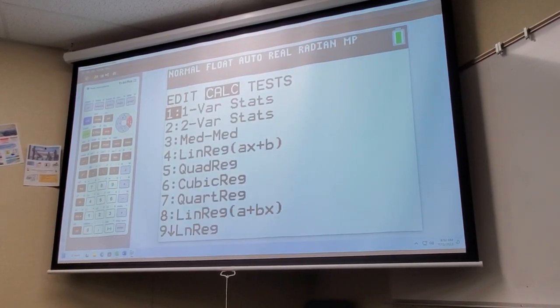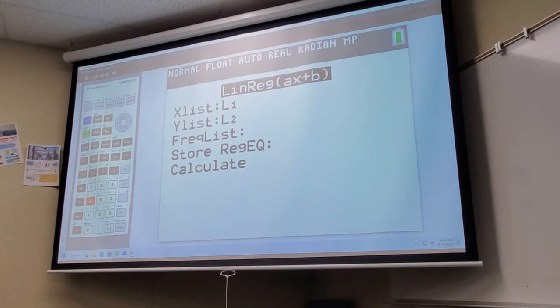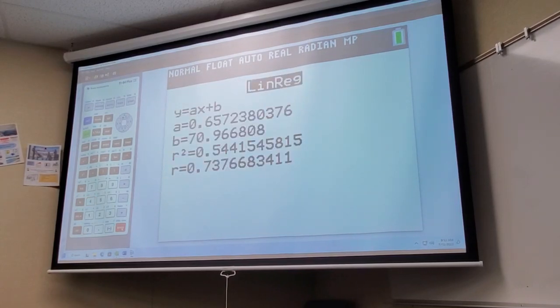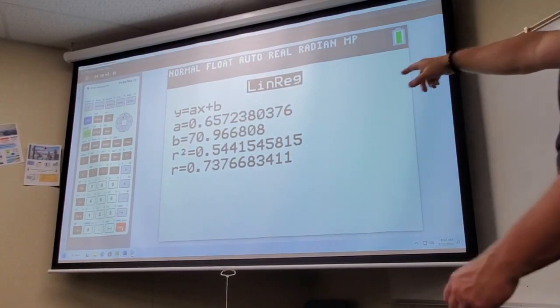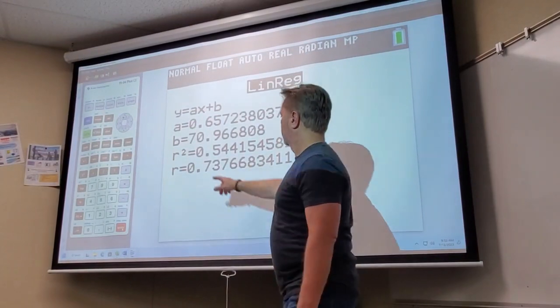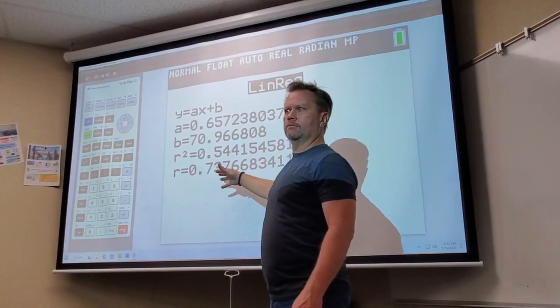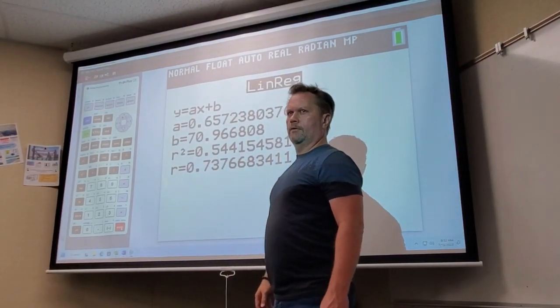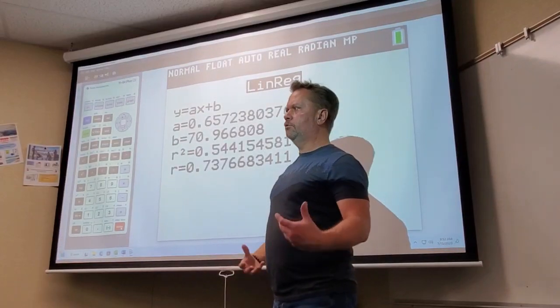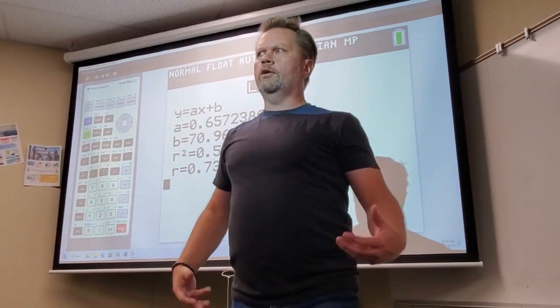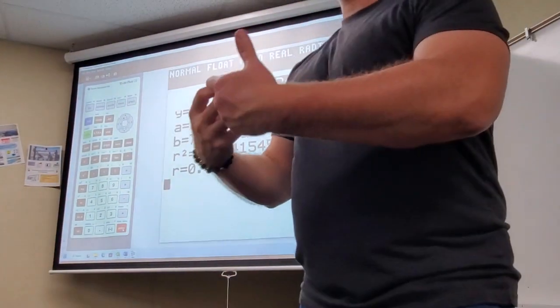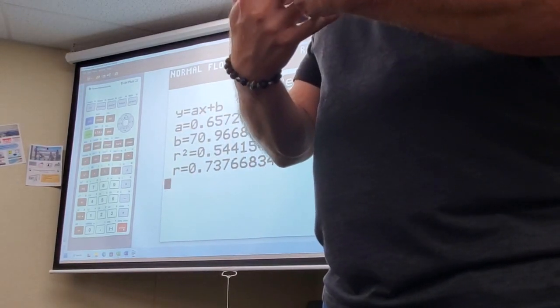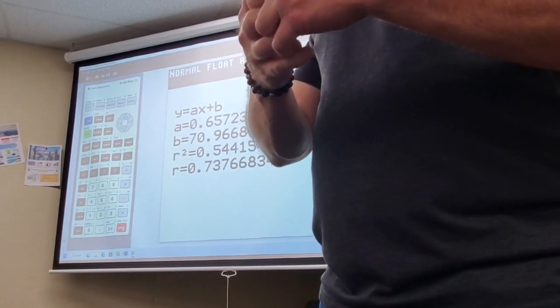Stat, calc, number four. Okay. So look at R. 0.738, right? Why is that good? Why is that a good, decently strong? I wouldn't say it's strong, but. It's like 74% close, kind of.